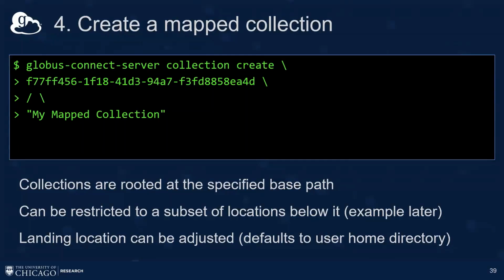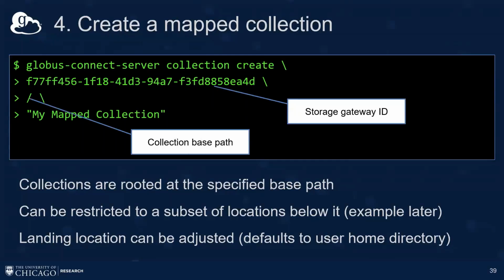So this is the command: collection create, give it a storage gateway UUID, give it a base path on the file system. Every collection will be routed at the specified base path. If you do nothing else, everything underneath that path will be visible. It can be restricted to a subset of locations. So even if you specify root as the base path, you will be able to lock it down to, say, only display /home and /scratch and nothing more.